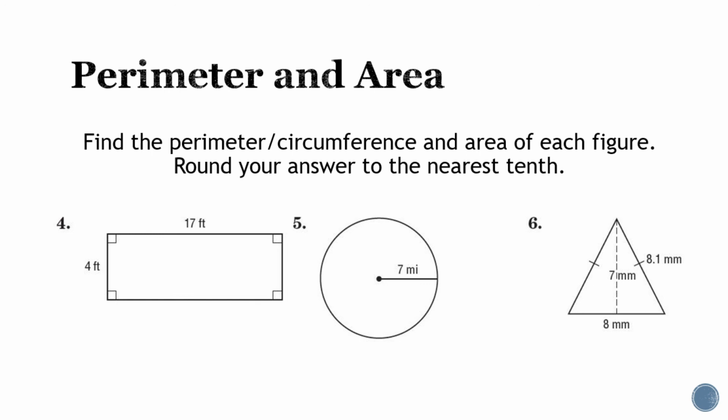Okay, the triangle, the outside is 8.1 plus 8.1 plus 8. So 16.2 plus 8 is 24.2 millimeters. That's our perimeter. Our area is 7 times 8 times 1/2. So 56 times 1/2 is 28 millimeters squared. Okay?